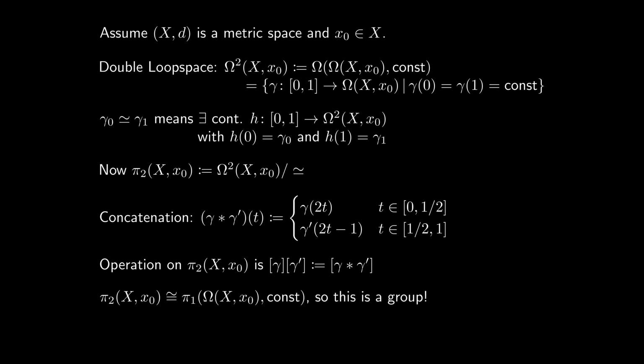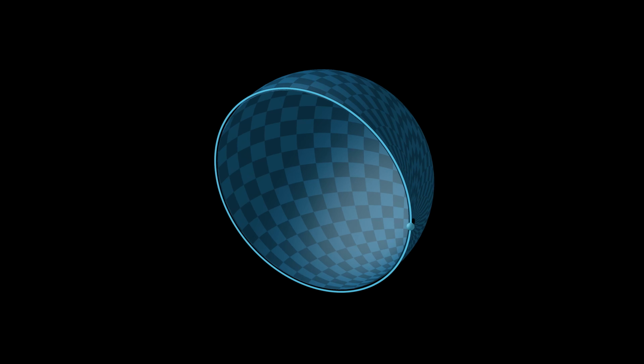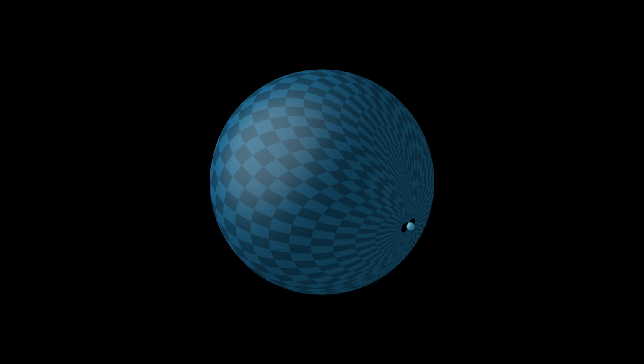This animations view of pi2 is nice to get intuition, but isn't pi2 supposed to be about maps from S2? Let's try to see how that works. Imagine some loop of loops in some random space X. What's the general shape that the loop of loops sweeps out? It seems to be a sphere.